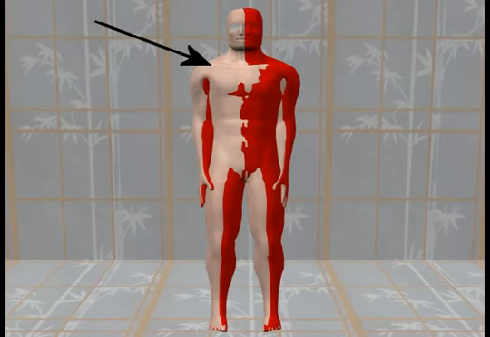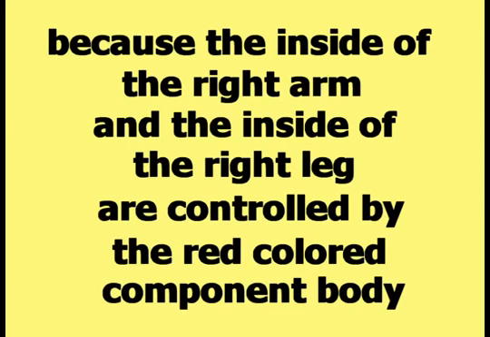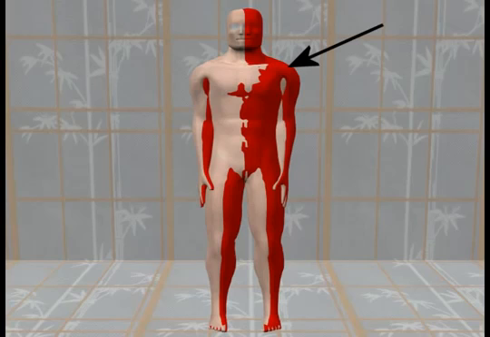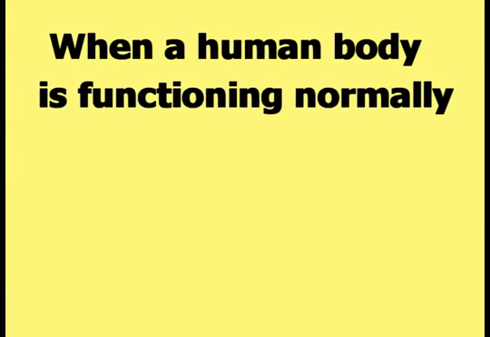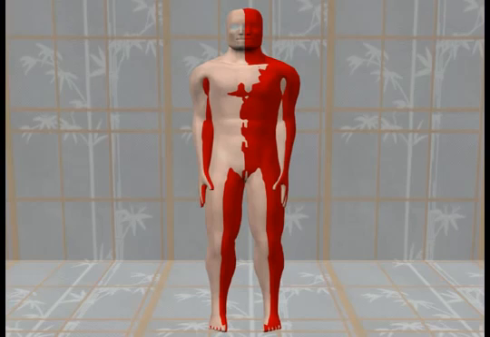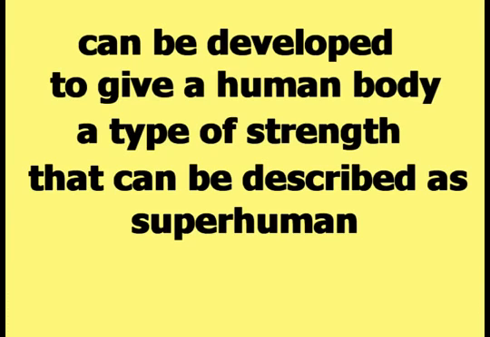If the flesh-colored component body malfunctions in some way, because the inside of the right arm and the inside of the right leg are controlled by the red-colored component body, the still normally functioning red-colored left side of the merged body can reach over and control the right arm and right leg by some amount. When a human body is functioning normally, the redundant connections of the merged body shown in this picture can be developed to give a human body a type of strength that can be described as superhuman.